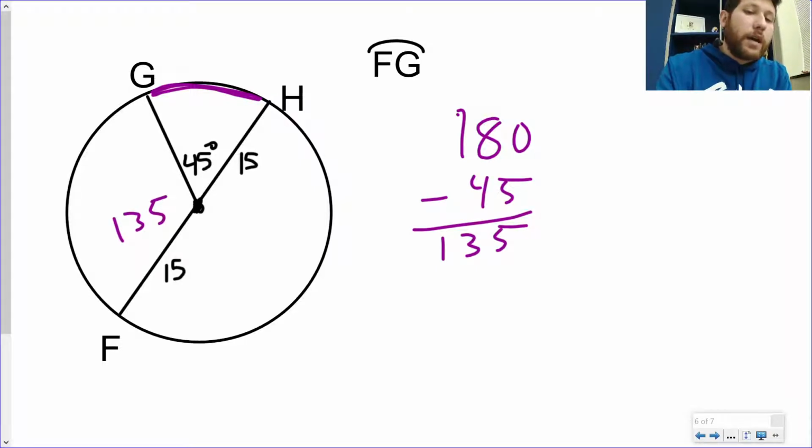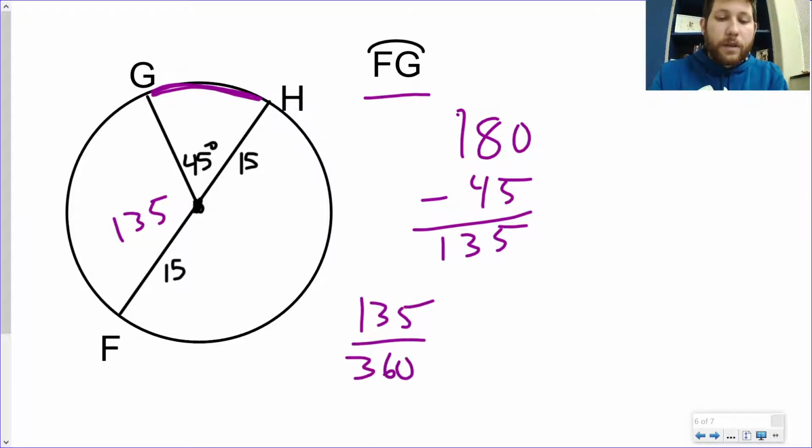So do be on the lookout that sometimes they'll ask you for lengths that maybe you don't have the angle for, but you have to solve for the angle so that you can use it in your formula. So 135 over 360 times 2 pi times 15. All right, and let's take a look. 135 over 360 times 2 times 15. I'm just going to leave this one in terms of pi. That would be 11.25 pi.